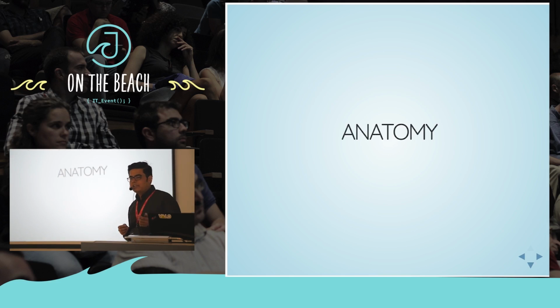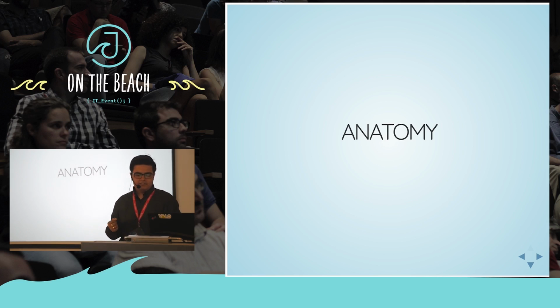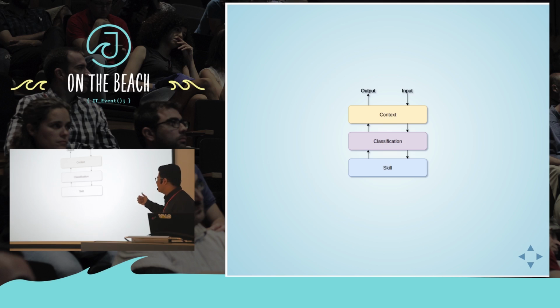So the first thing is the anatomy of a chatbot. The next image that you'll see is basically what a chatbot is. It's this. You've got 3 separate layers that you can work with. You've got context resolution, then you've got classification, and you've got a skill. Now, arguably, this just represents what a chatbot is.